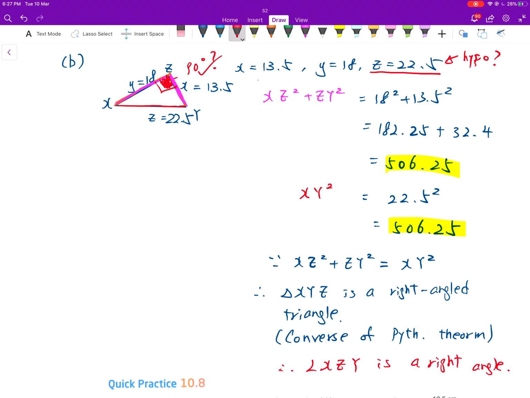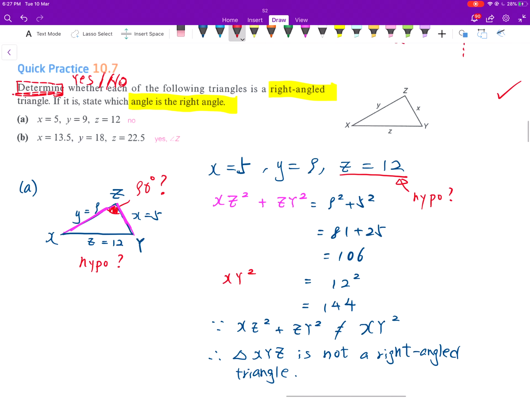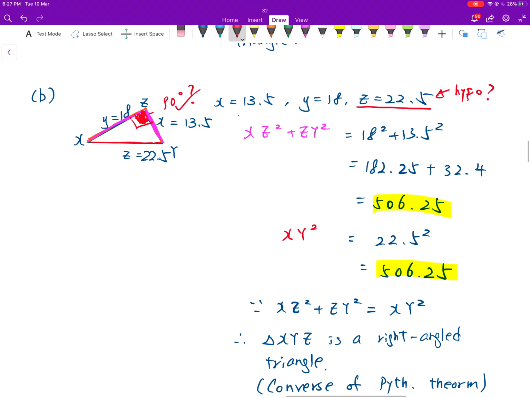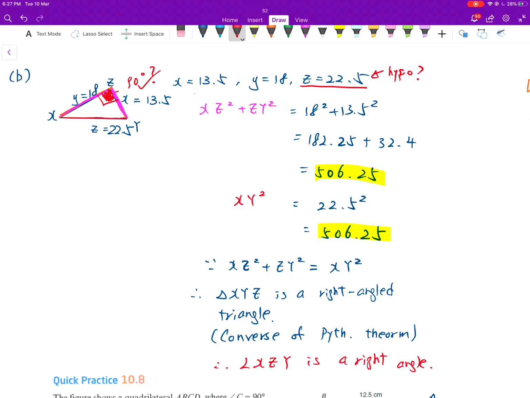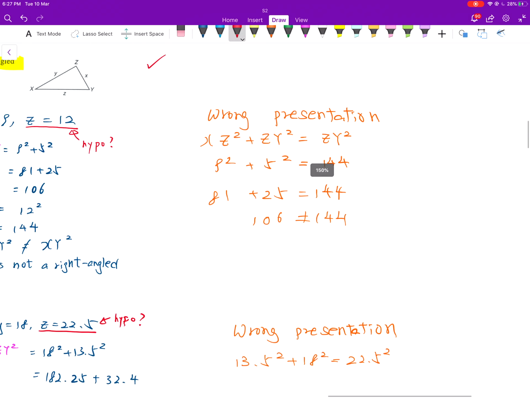Okay, so we have an example, which is part A is not a right angle triangle, and part B is a right angle triangle. So be careful about the presentation when you are doing a proof. Now I'm going to show you some common mistakes which have the wrong presentation.